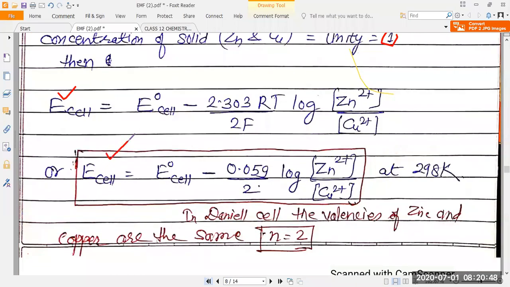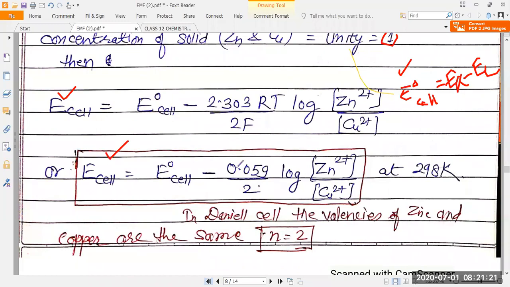E cell means electrode potential, cell potential by Nernst equation. Cell potential by Nernst equation equal to E naught cell. E naught cell we can calculate, it is very easy. I told many times, E naught cell equal to ER minus EL. In this manner, we can find the E naught value. Now this is the final formula for Nernst equation.